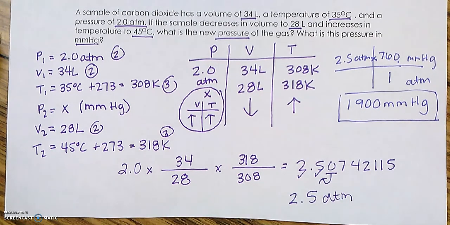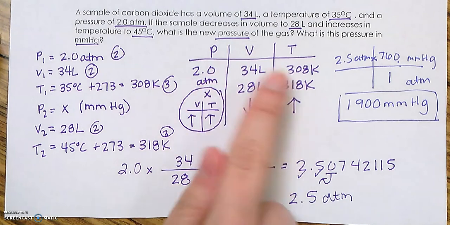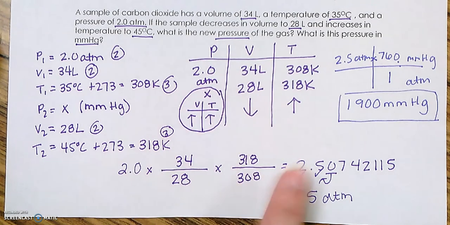So that would be our final answers there. So this was putting all 3 variables together, working that out, and then converting. So let's go ahead and look at our next example here.